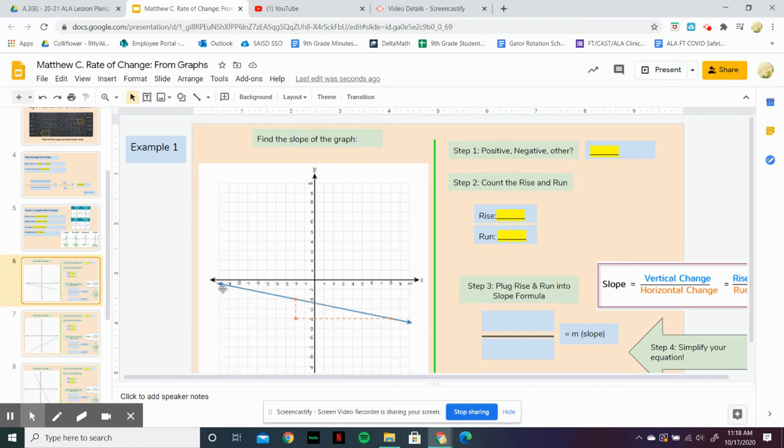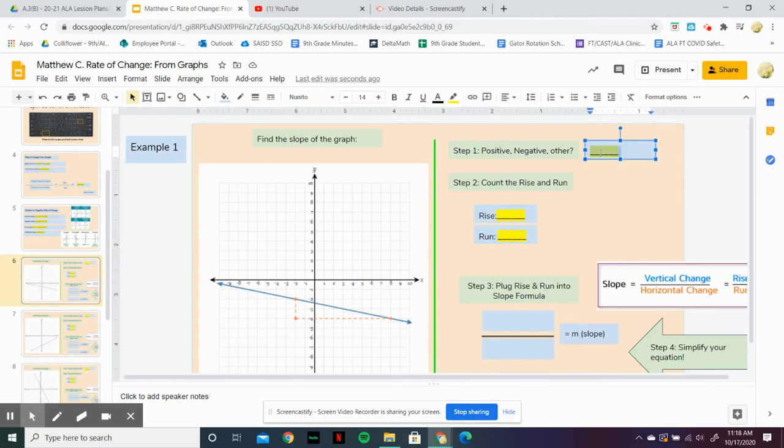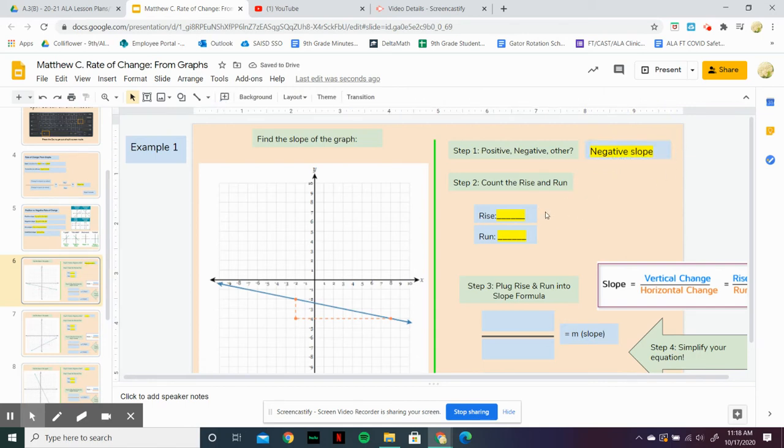And when I look at this line, it moves upwards to the left. So if I look at the left side of this graph, it's going upwards. That tells me that this is going to have a negative slope. Now I'm going to count the rise and count the run.